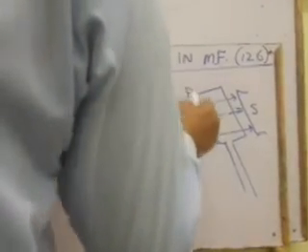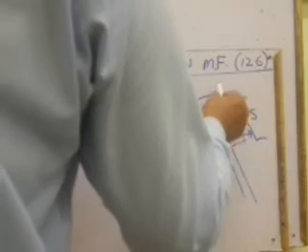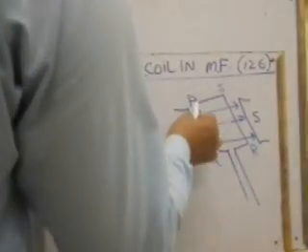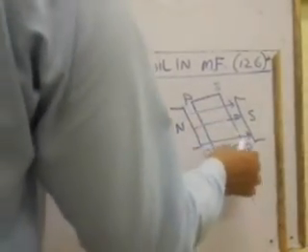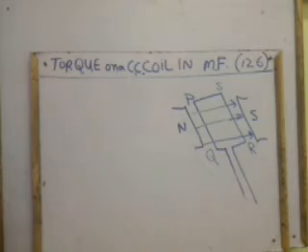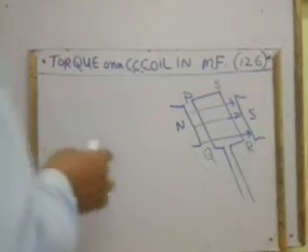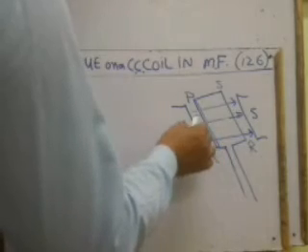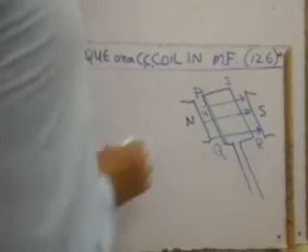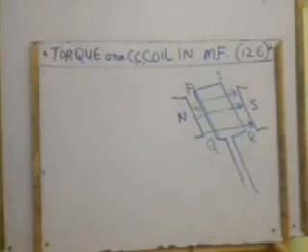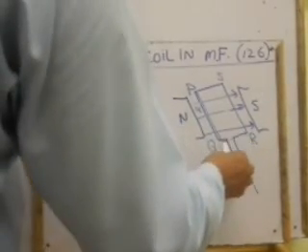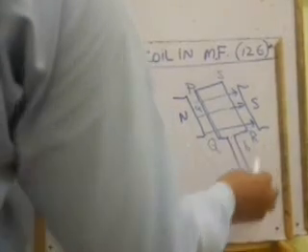This is P, S, Q, R. So this is coil PQRS, where this side is of length A and this side is of length B.